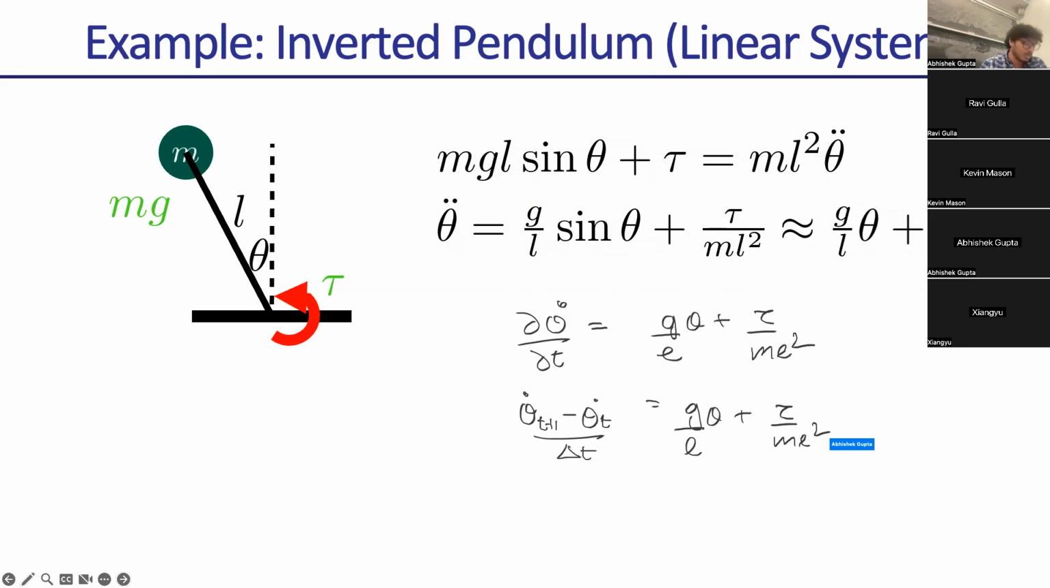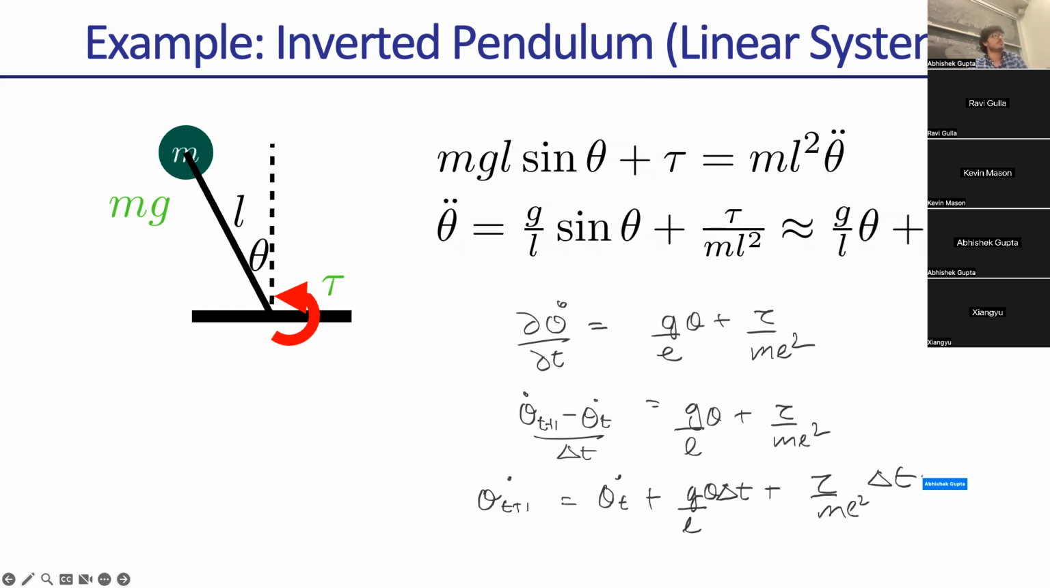Which means that you can write out theta dot t plus 1 as theta dot t plus g by L theta delta t plus tau over ml squared delta t. Okay, so that is the first equation, right? Everyone buy that? Okay.